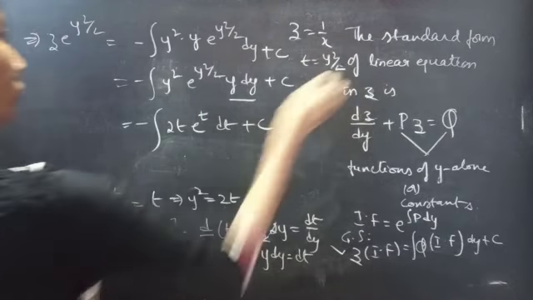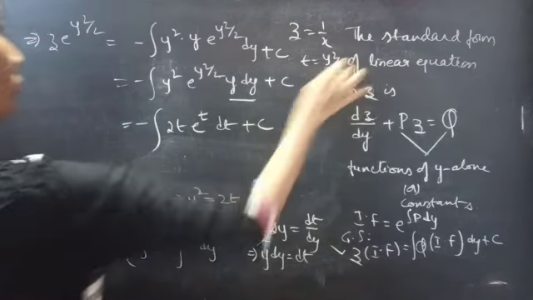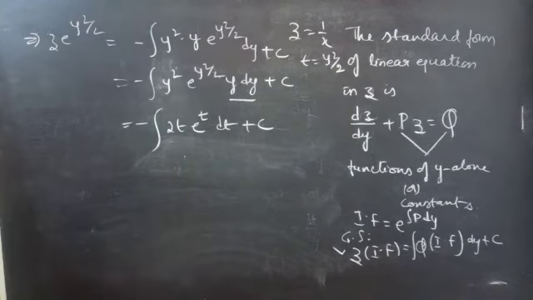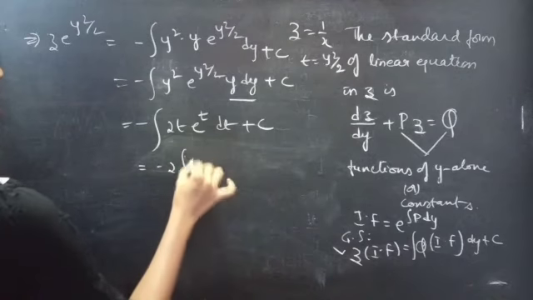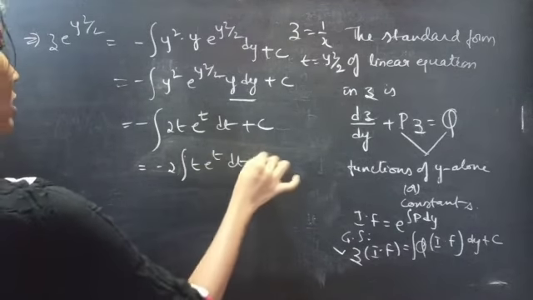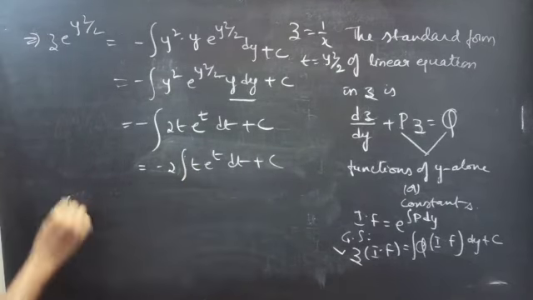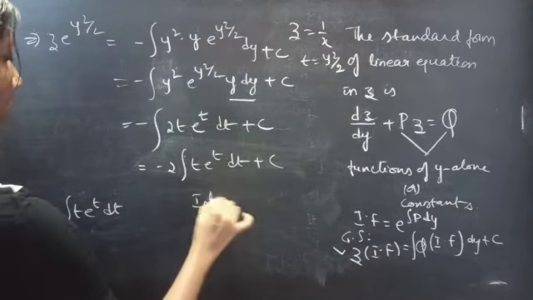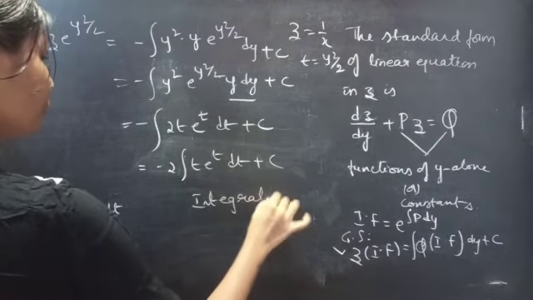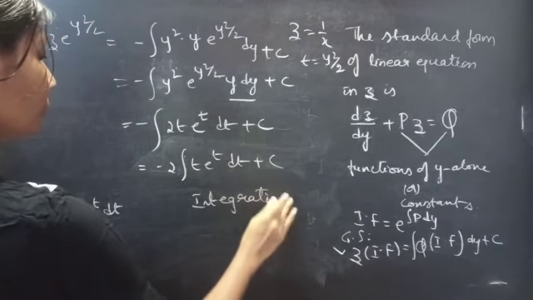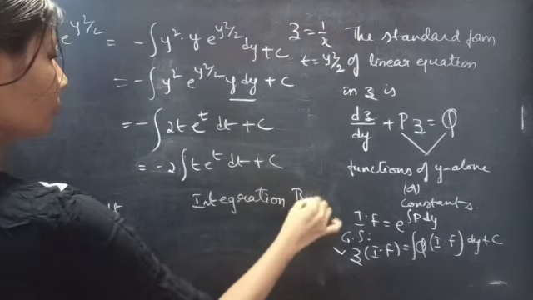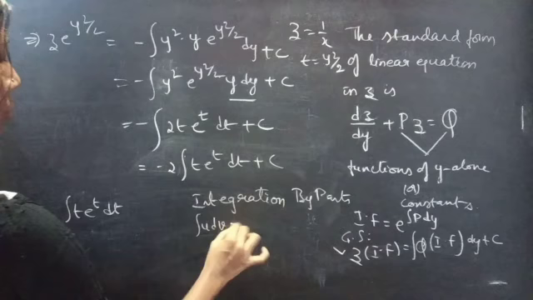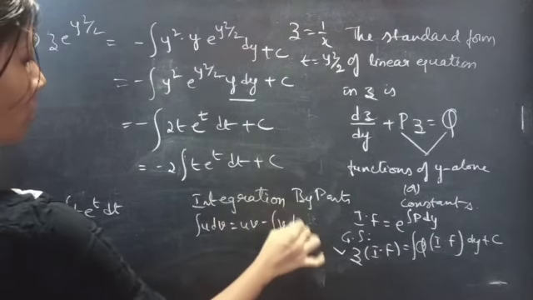This equals minus 2 into integral t e power t dt plus c. Now we need to evaluate integral t e power t dt using the integration by parts formula: integral u dv equals uv minus integral v du.